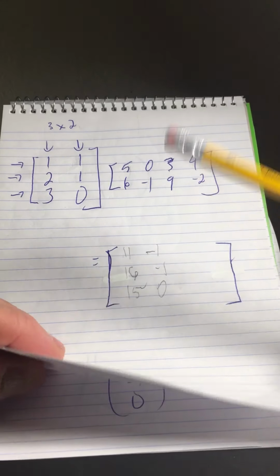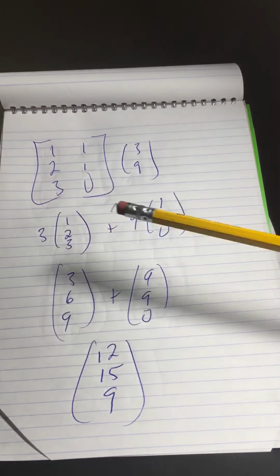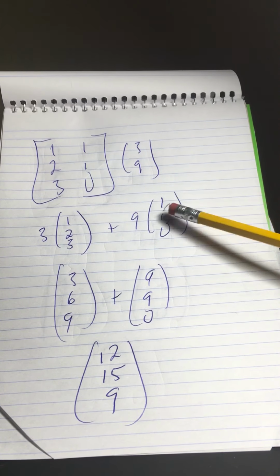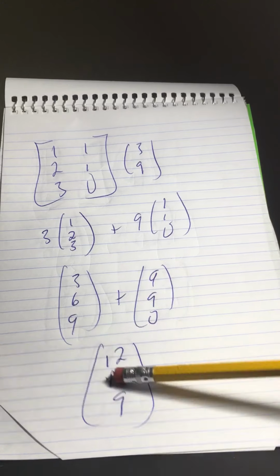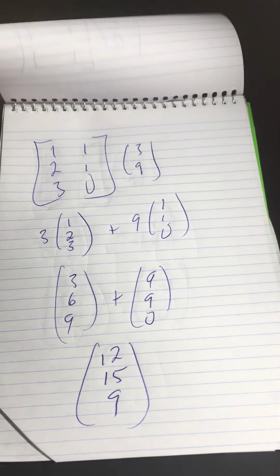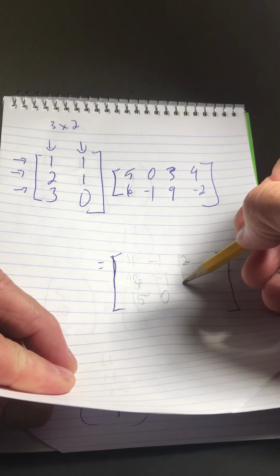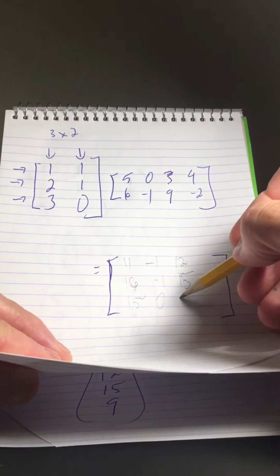Okay, well, what about the 3, 9? What happens there? Well, you take the 3 and triple everything in the first column, 3, 6, 9. You take the 9 and multiply everything in the second column by 9, because it's the second entry times second column. So 9, 9, 0. Then you add, so 3 and 9 is 12, and 6 and 9 is 15, and 9 and nothing is 9. So I get 12, 15, 9. So this next one is going to be 12, 15, and 9.